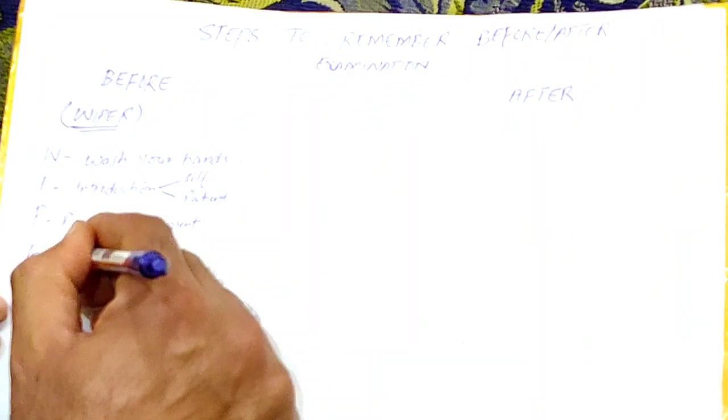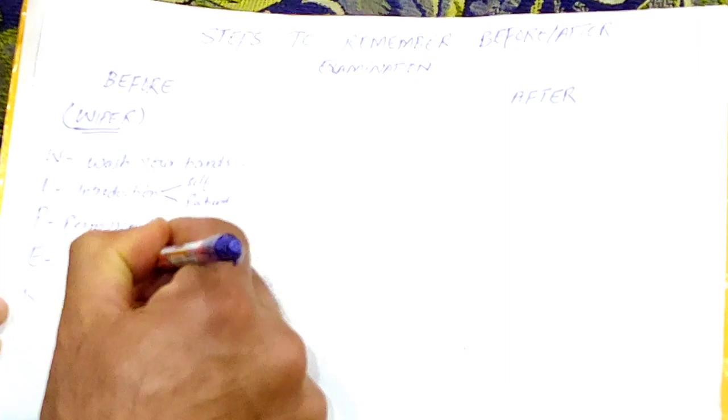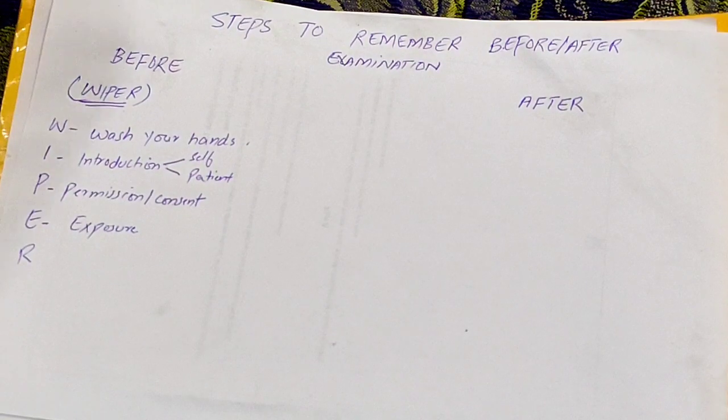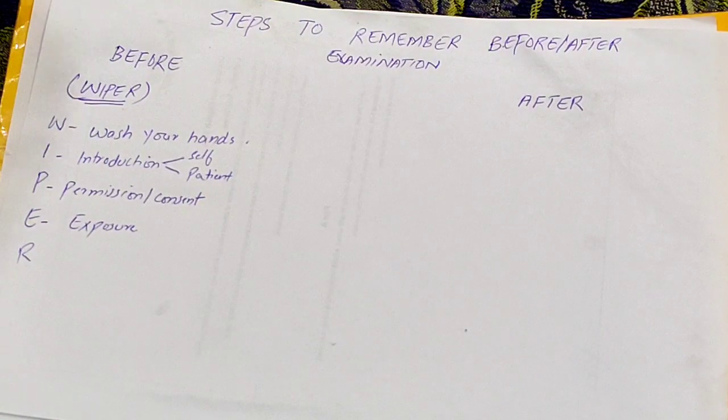E stands for exposure. Proper exposure of the patient is important. Like if you are examining the neck, you should ask the patient to unbutton the upper button of the collar so that I can see it properly.